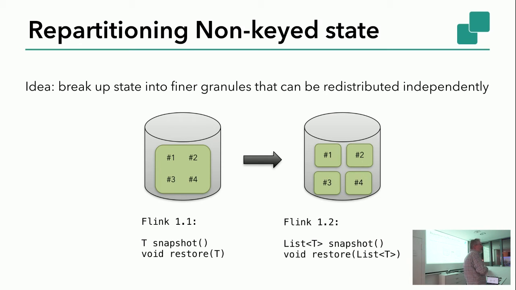But in that case, the state is just this opaque blob that Flink has no visibility into and can't repartition at all because it doesn't know anything about it. So we changed the interface, and now what you work with is a list. And this is a list of pieces that are distinct enough that they can be redistributed. This is the basis for redistributing the state.